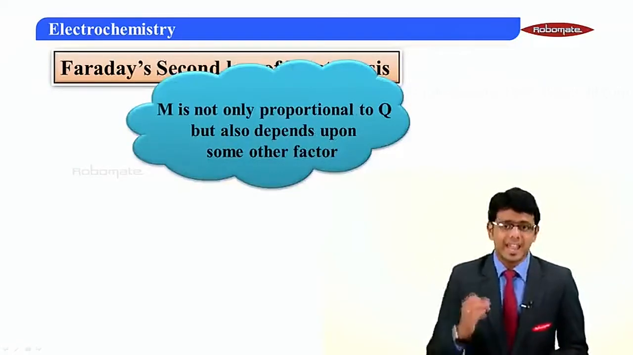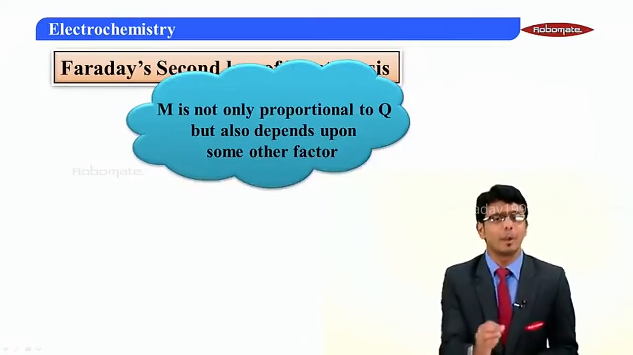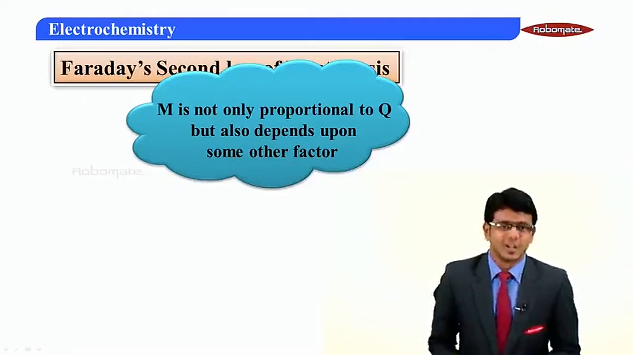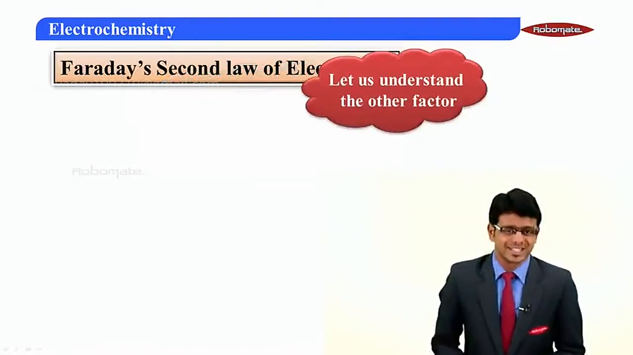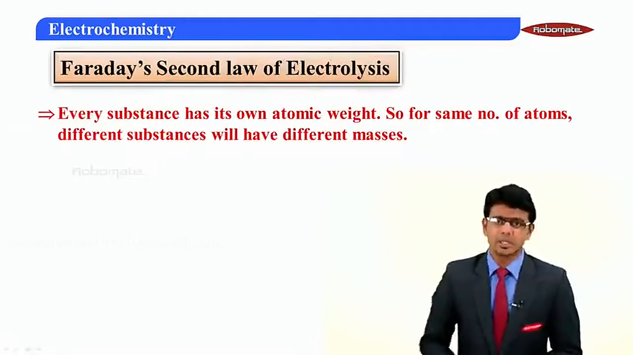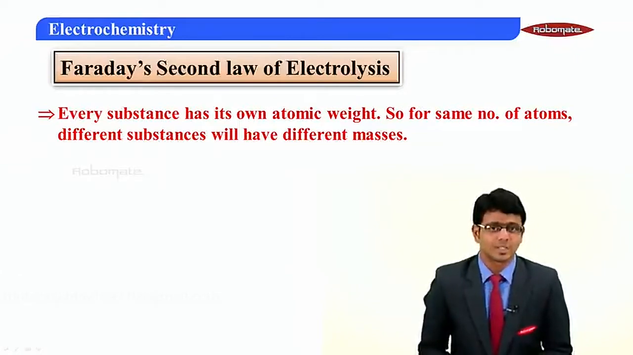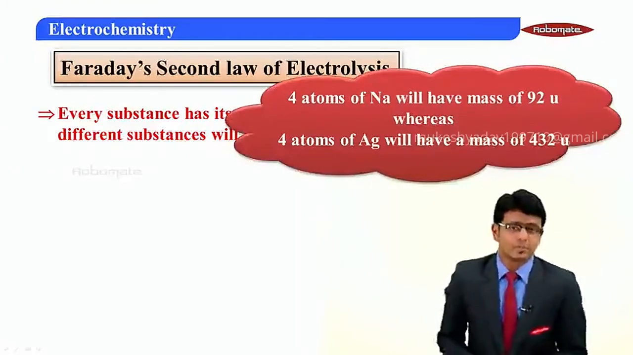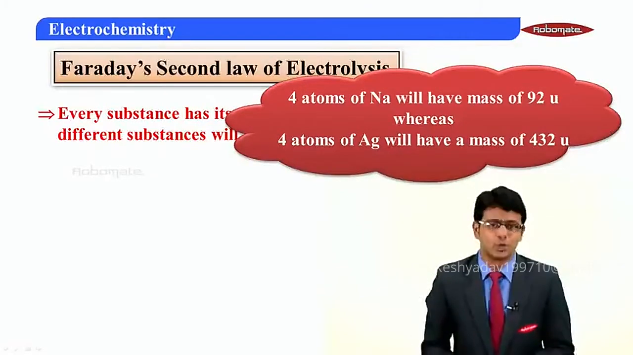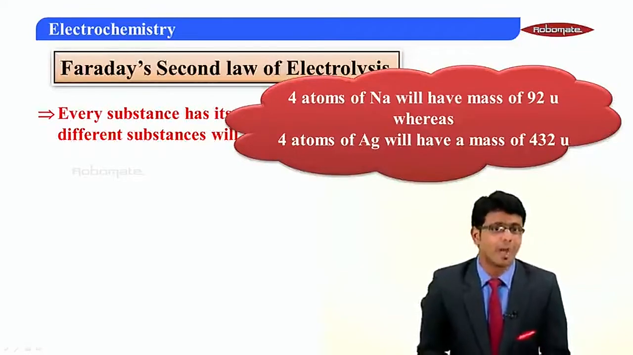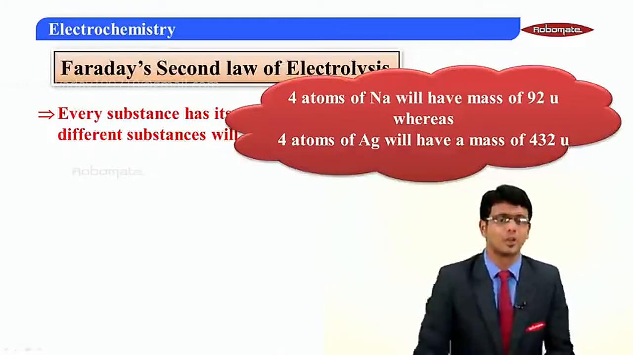However, M, that is mass, is not only proportional to Q. It also depends on some other factor. So let us try to understand what that other factor is. Students, we very well know that every substance has its own atomic mass. So for the same number of atoms, different substances will have different masses, isn't it? For example, 4 atoms of sodium will have a mass of 92 U, unified unit, whereas 4 atoms of silver obviously will have a mass of 432 U, which is different from sodium, isn't it?